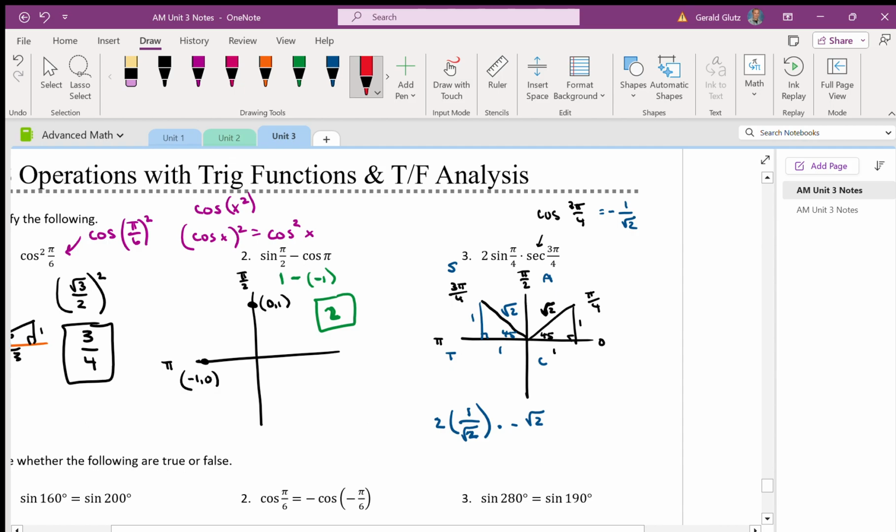So now when I multiply these together, the root 2 and the root 2 cancel out. So I'm left with 2 times 1, and then it should be a negative. So I have a negative sign there, so it'll be negative 2.